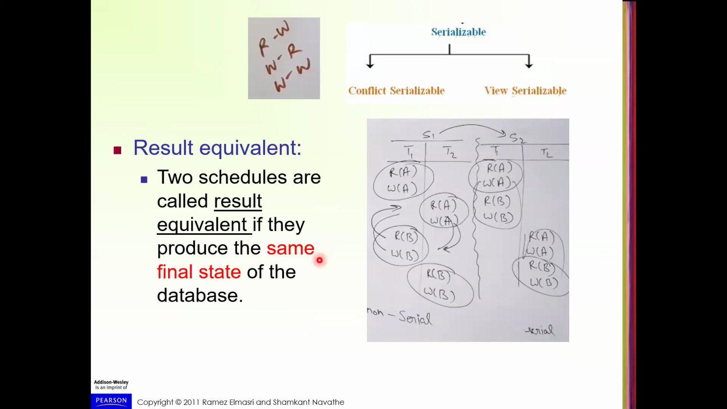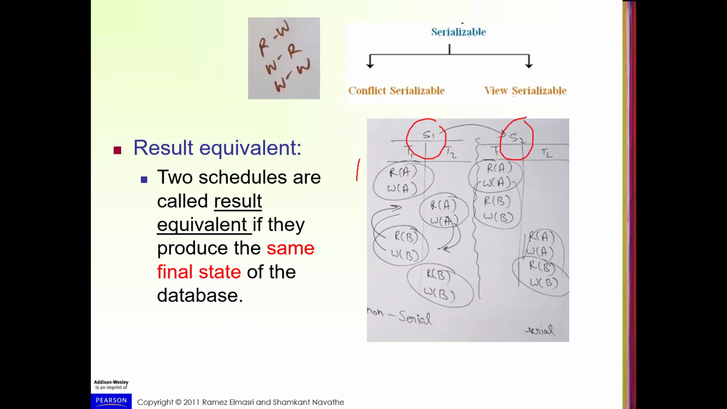Result equivalent. We know that if two schedules are running in a different form but producing the same final result of the database, then it is called result equivalent. And we just discussed that. Okay. Now we are trying to transform S1 into S2.